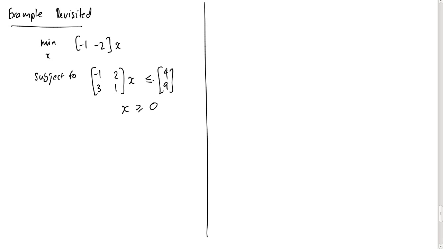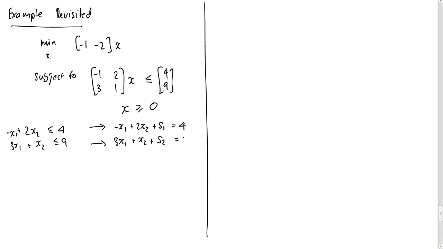Okay, so all we have to do to make this in standard form is we just have to introduce a slack variable for each of these constraints. So let's write them out in full. Negative x1 plus 2x2 less than or equal to 4. That's going to go to negative x1 plus 2x2 plus s1 equals 4. And our second one, 3x1 plus x2 less than or equal to 9, that's going to become 3x1 plus x2 plus our second slack variable s2 equals 9.